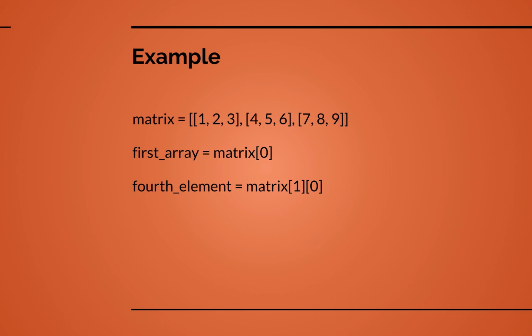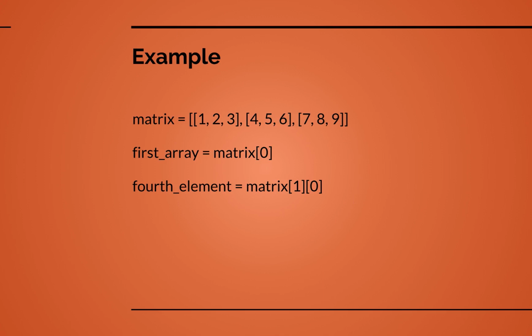So if we want the very first array, or the very first list, then we can basically just get our matrix at index 0. That's going to return us the entire first list there. So that's going to be that list of 1, 2, 3. Similarly, if we wanted to access the second list, that would be matrix of 1, that would be 4, 5, 6. Matrix of 2 would be 7, 8, and 9.